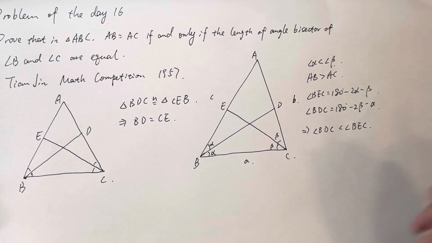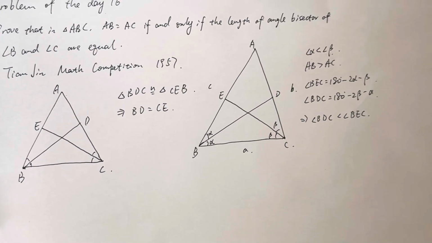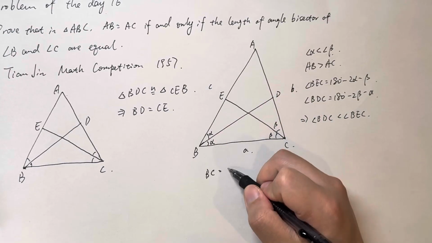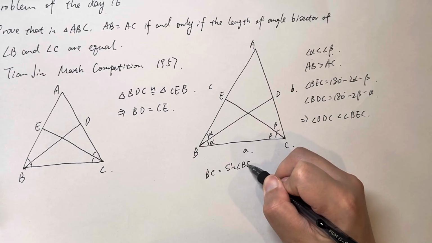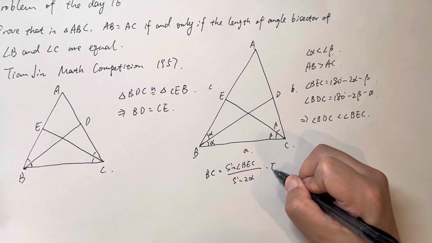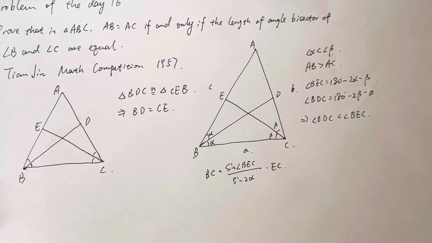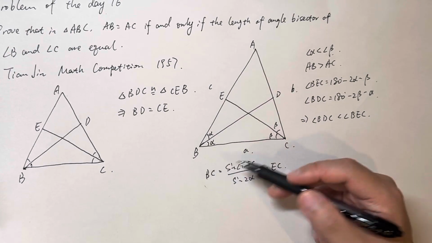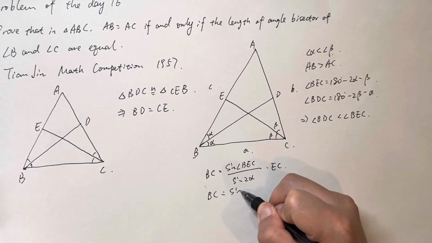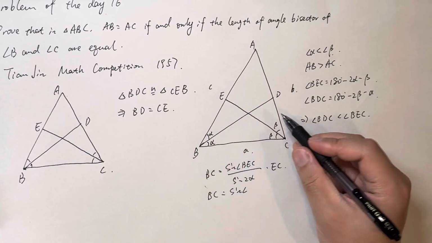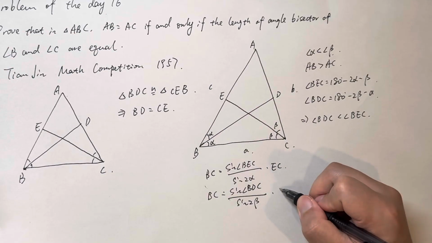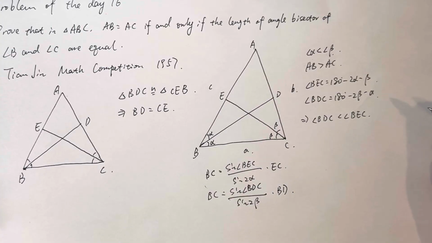So for the triangle BEC case, we know that BC equals sine of angle BEC over sine 2 alpha times EC. And BC also equals, in triangle BDC, we can write it as sine of angle BDC over sine 2 beta times BD.